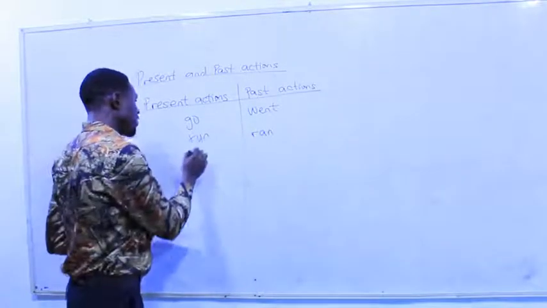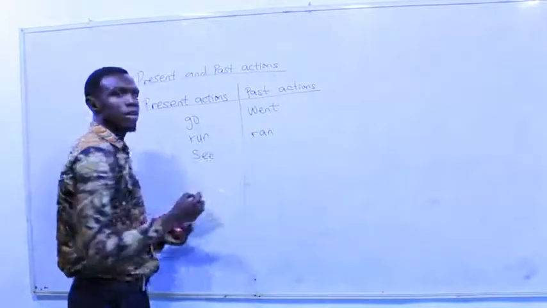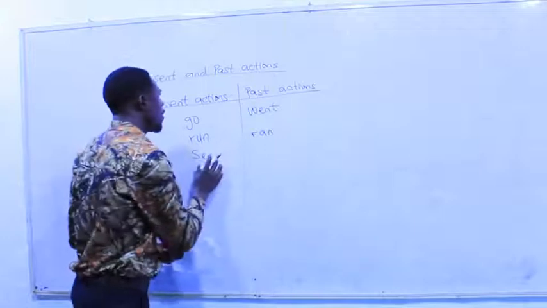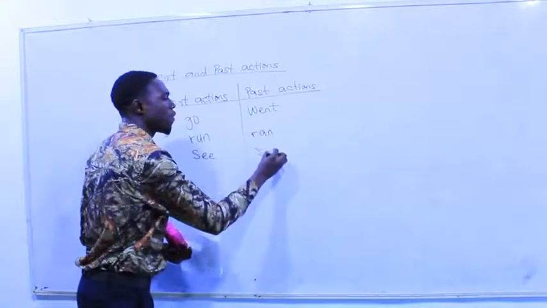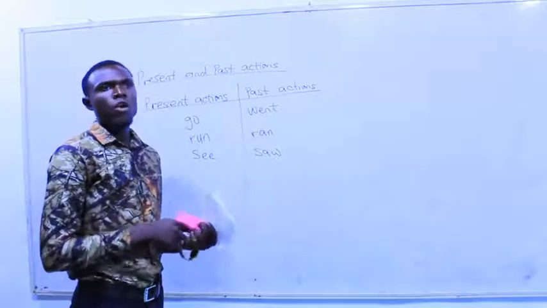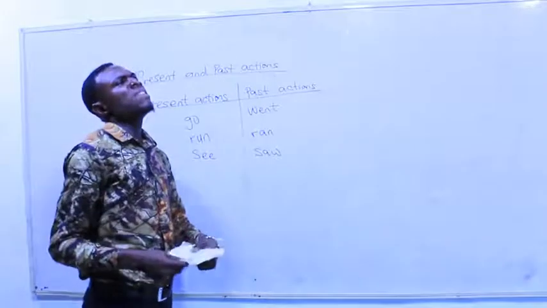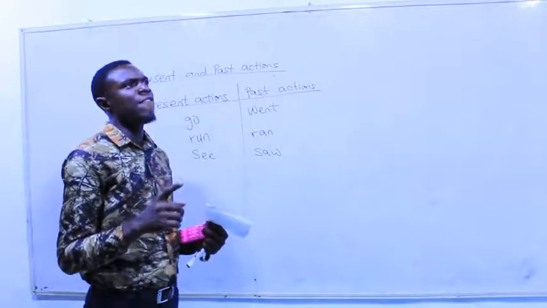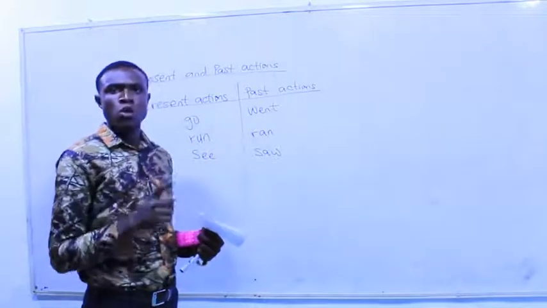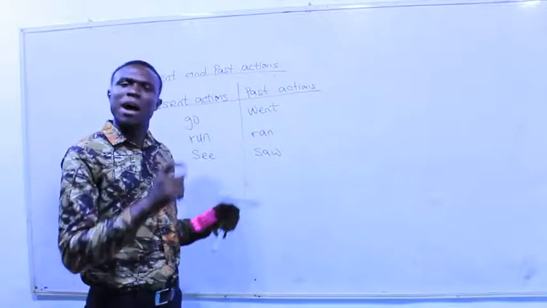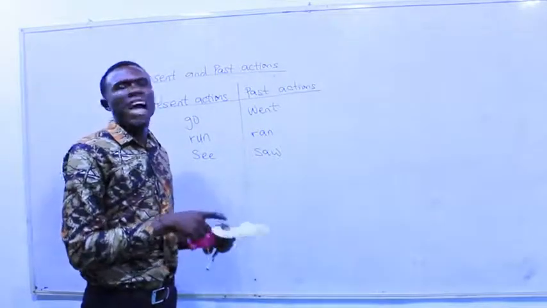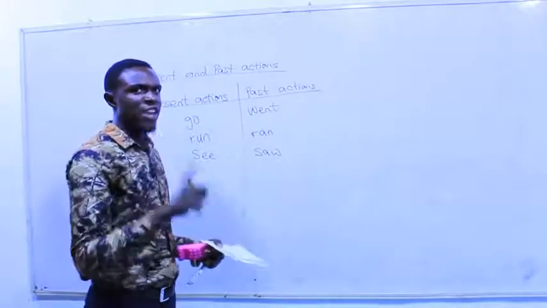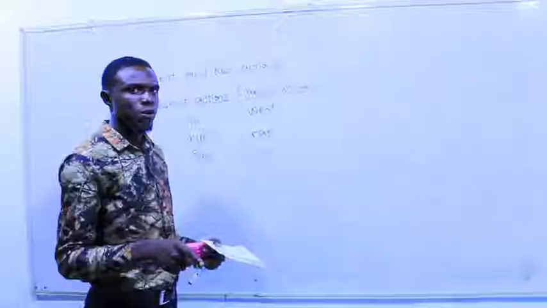Another example is see. The past action of see is what? Saw. You don't say, I see an elephant yesterday in the zoo. No, because that one is now a past action. So you don't say I see. No, you say I saw an elephant yesterday in the zoo.